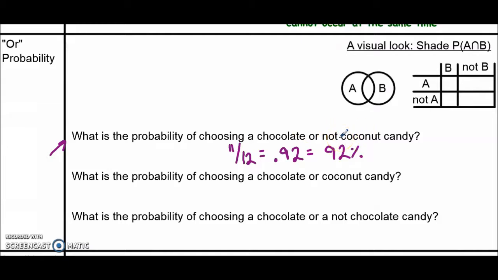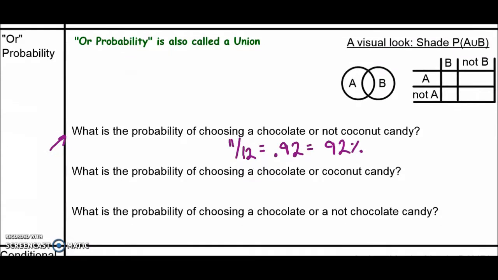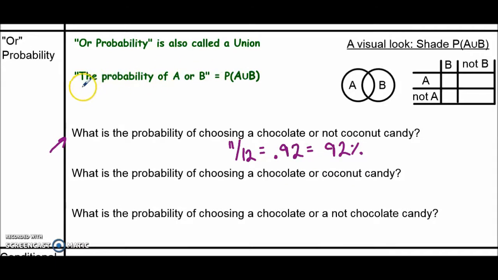Now let's add in the details. OR probability is also called a union. Any probability involving the word OR is called a union. And that makes sense because we're unifying all of the shaded areas. We write the probability of A or B happening as P, parentheses, A, this is the union symbol, it looks like a U, and then B.